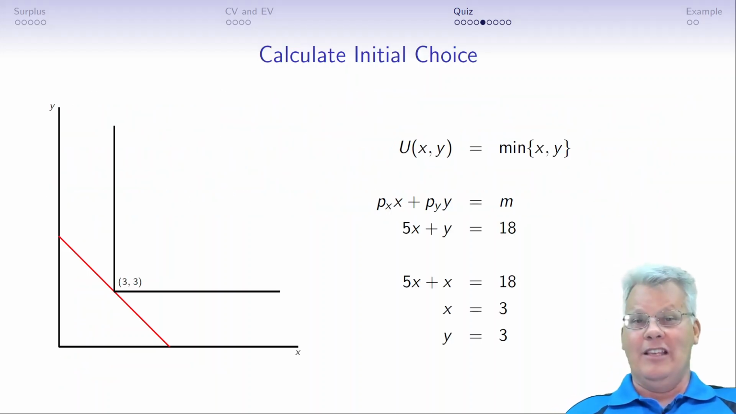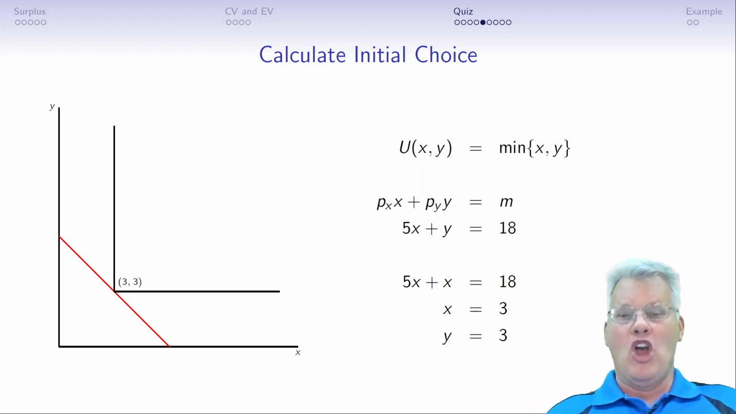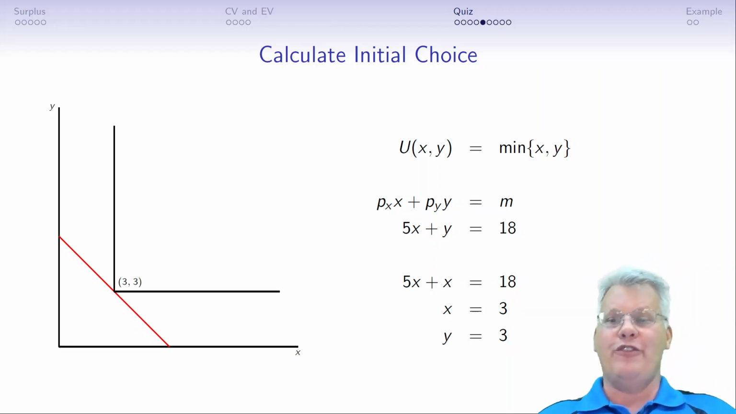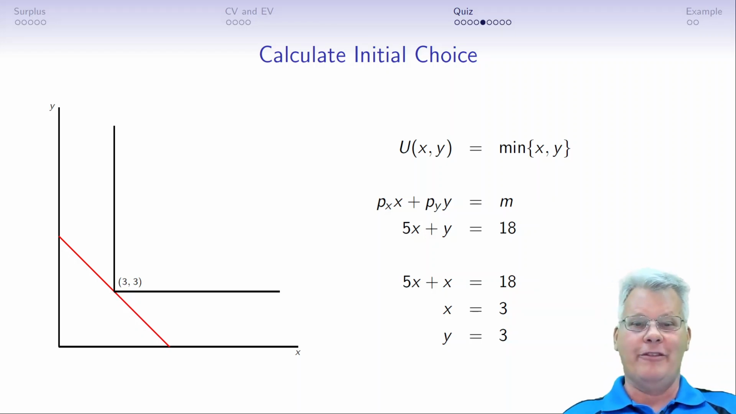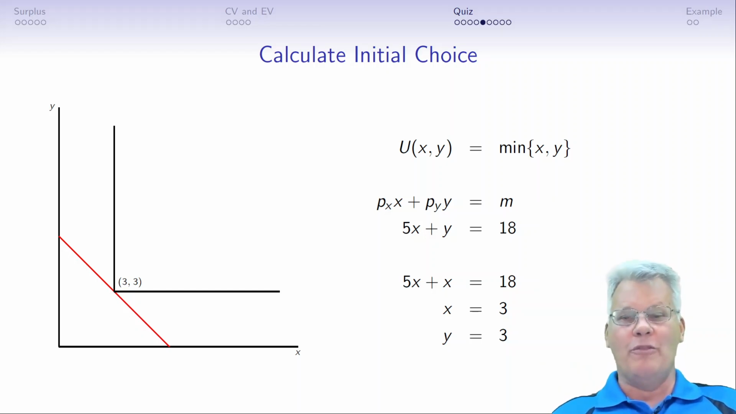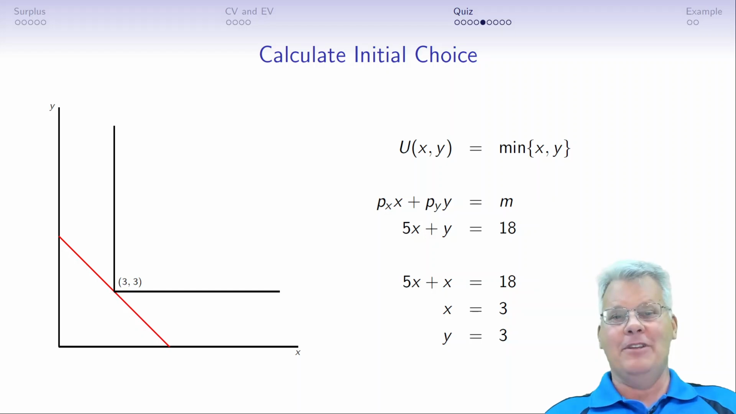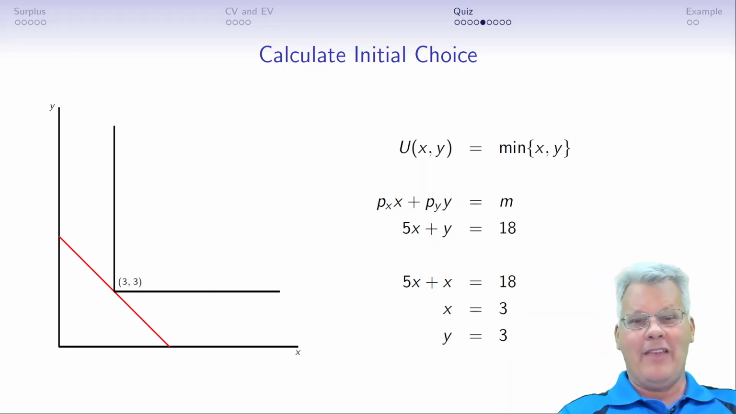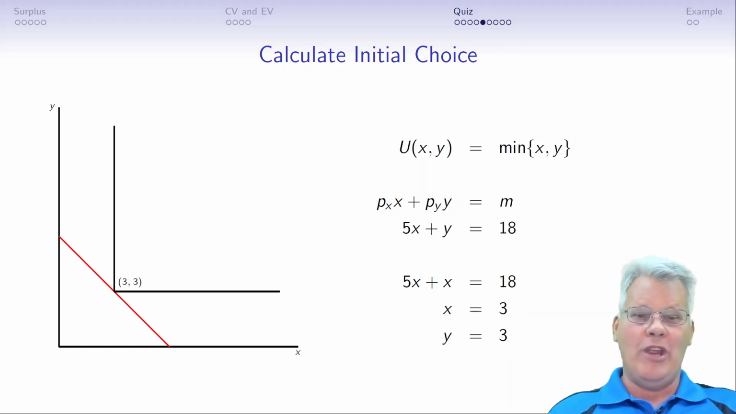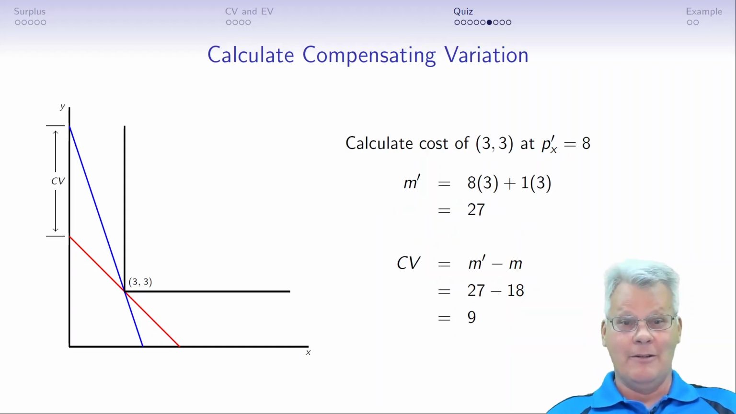So what we need to do then is first calculate her initial choice. Since this is perfect complements, Bernice's choice will be the spot where the kink on her indifference curve intersects her budget line. So we have the equation of her budget line, 5x plus y is equal to 18. We know that the kink happens when x is equal to y. We make that substitution into her budget equation, and then we get that she buys 3 earrings and has $3 left to spend on other goods and services.